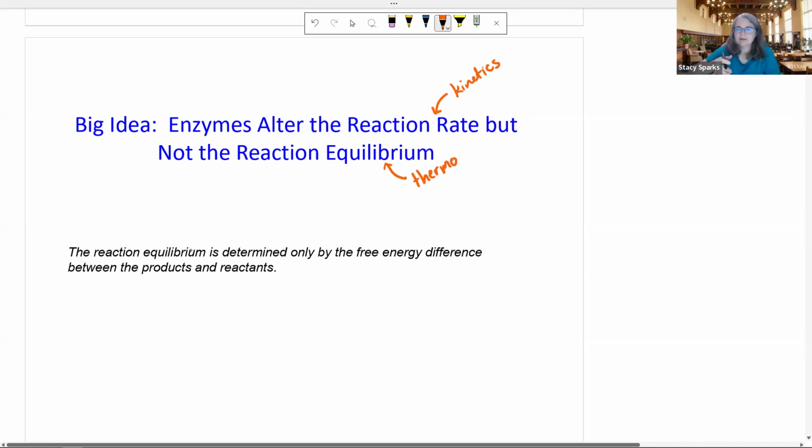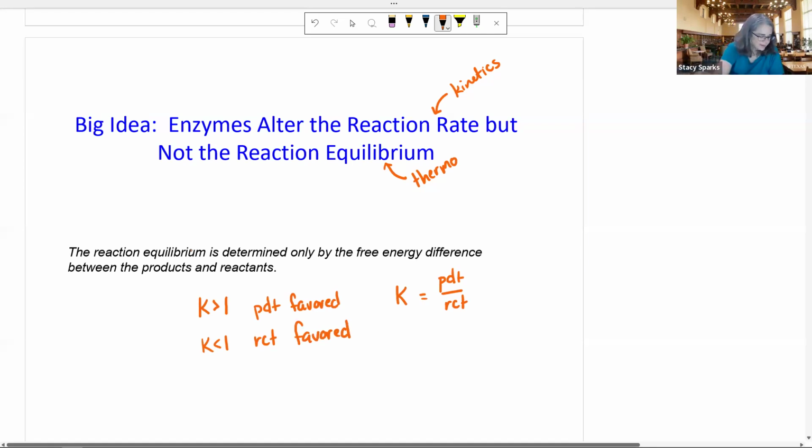So the reaction equilibrium is determined by the free energy difference between the products and the reactants. And if you remember, we talked about the equilibrium constant K. So at its simplest, K was products over reactants at equilibrium. We'll talk about that some more. And if you remember, if K was more than 1, we had a product favored. We're making a lot of products, so product favored. But if K was less than 1, then it was reactant favored. The equilibrium had a lot more reactants left than going towards products.